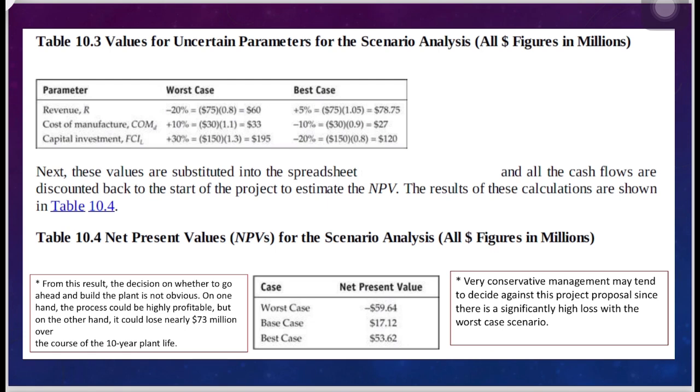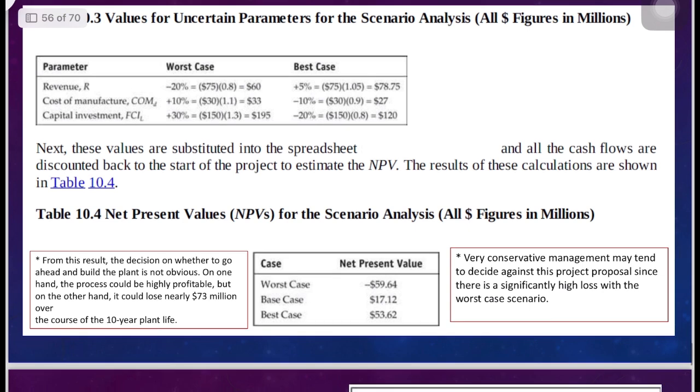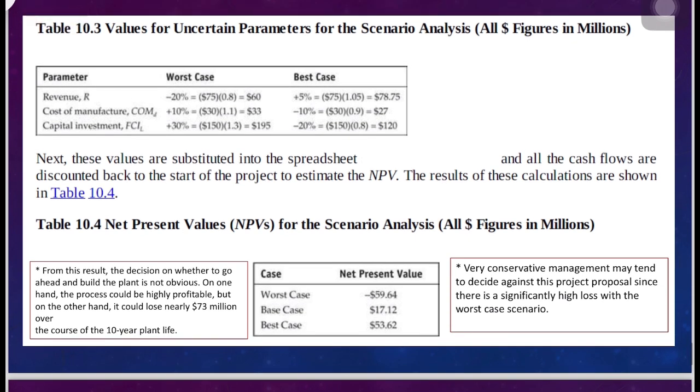So next, these values are substituted into a spreadsheet and all the cash flows are discounted back to the start of the project to estimate the NPV. The results of these calculations are shown. So as you can see here, we have the worst case. So if we follow all the worst case for all the factors, the net present value is at negative 59. Okay? We have the base case.